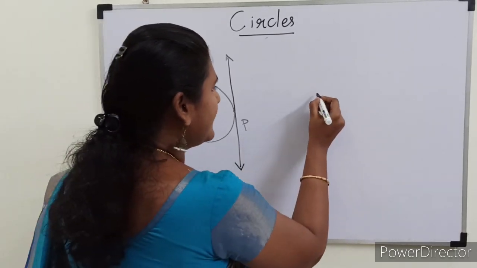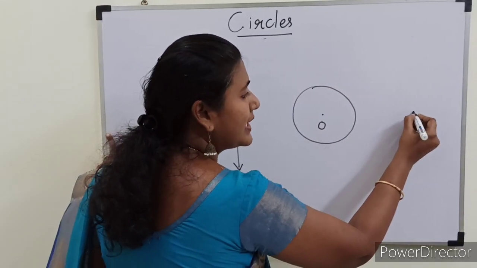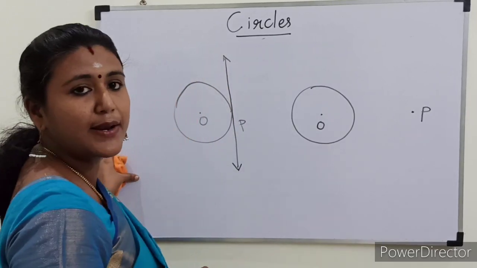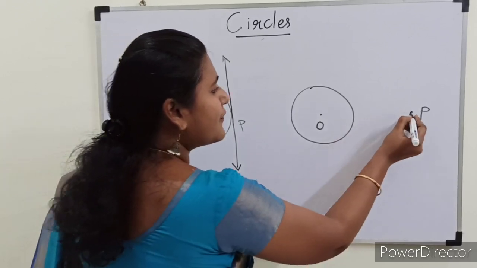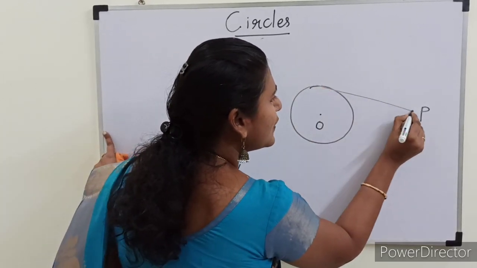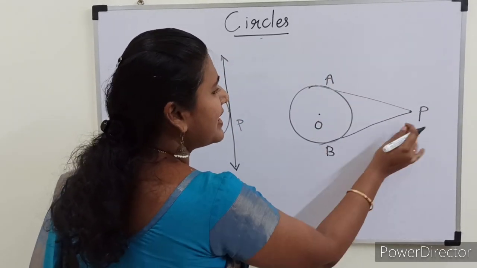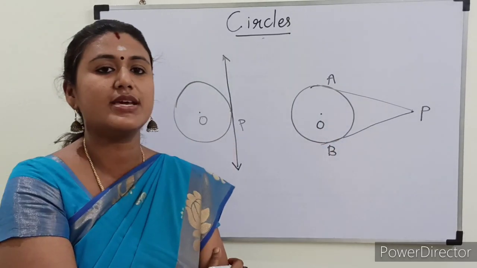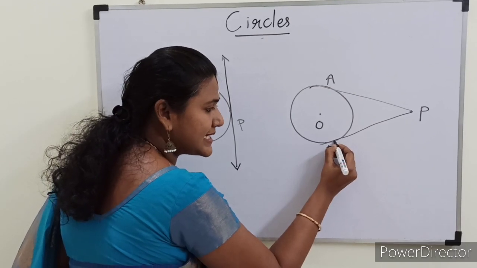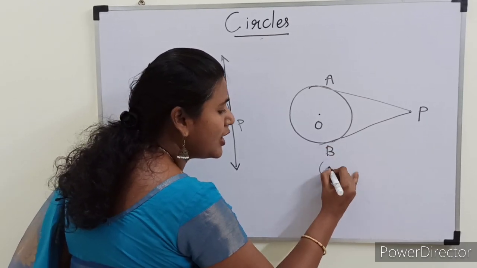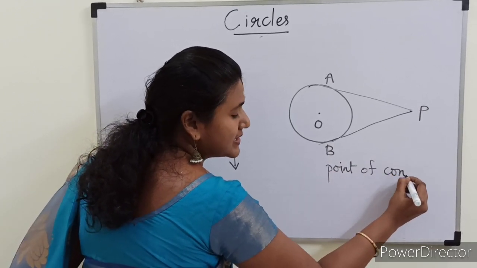Next, we will consider a circle with the center O and take a point outside the circle. P is an exterior point, an external point of the circle. From this point, we can draw 2 tangents to the circle. So from an external point to a circle, we can draw 2 tangents. And the point where the tangent touches the circle is called the point of contact.